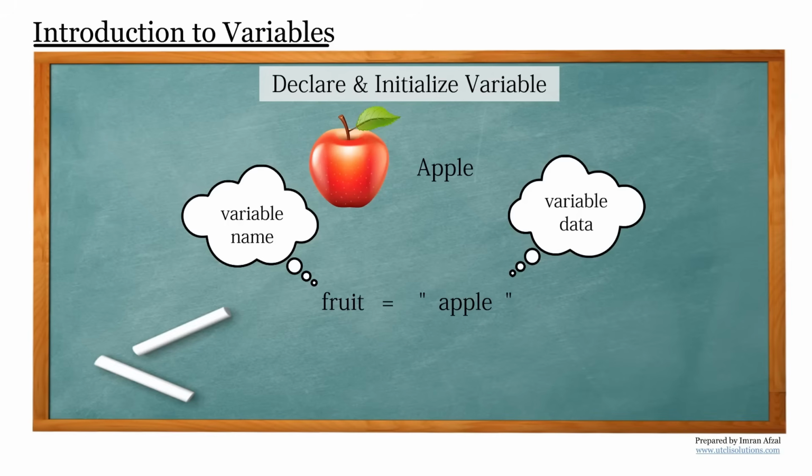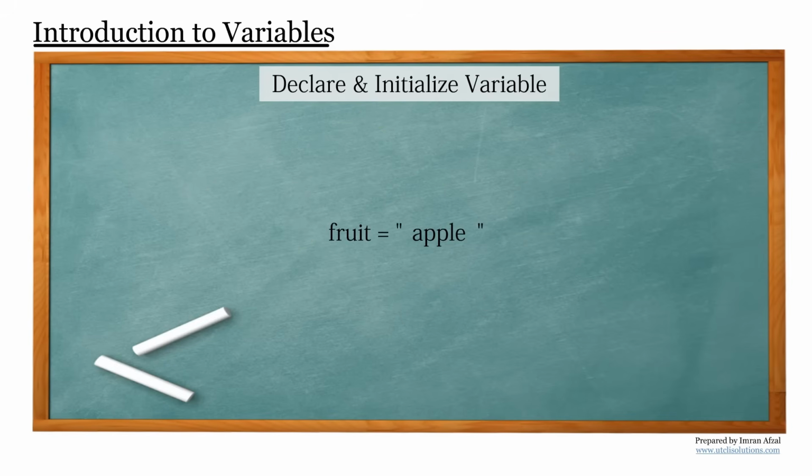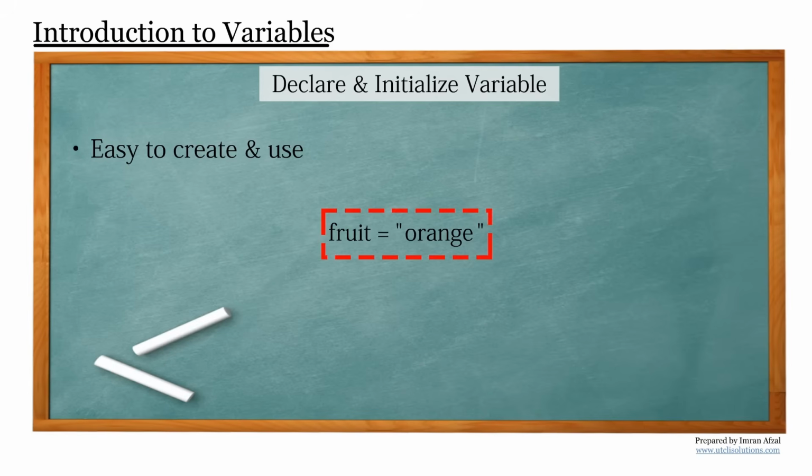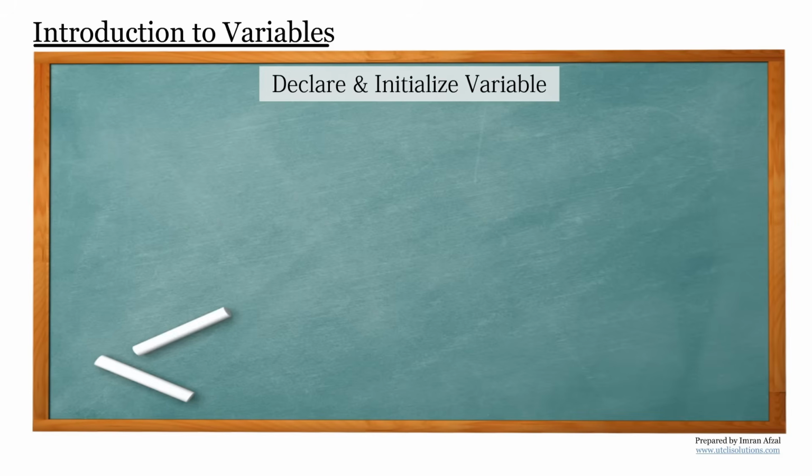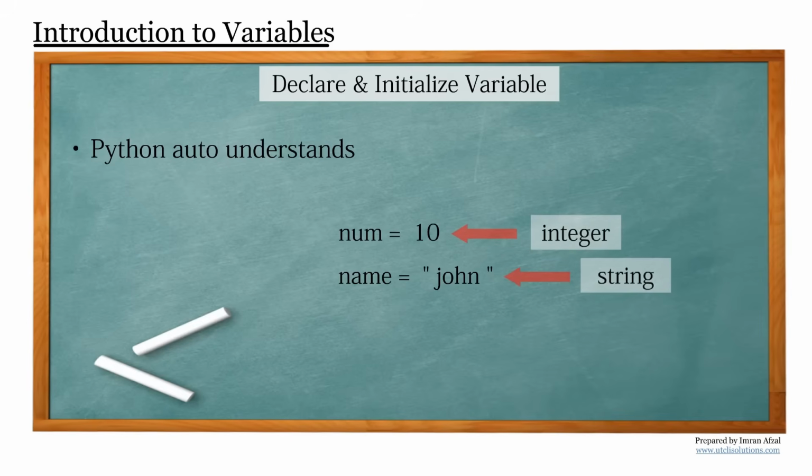Once a variable is created, you can easily change its value. For example, you can later write fruit = "orange" to update the variable and replace the old value with the new one. Python makes it very easy to create and use variables because you don't need to tell Python what type of data the variable will hold. For example, you don't need to say if the variable will store a number or a word or something else. Python automatically understands what type of data you are storing based on the value you assign.